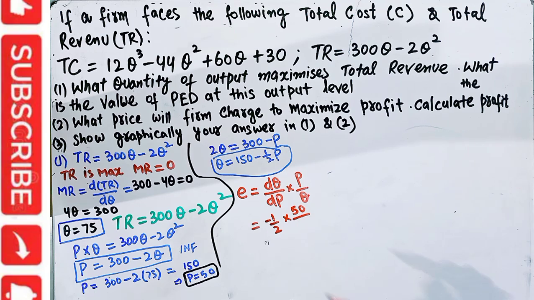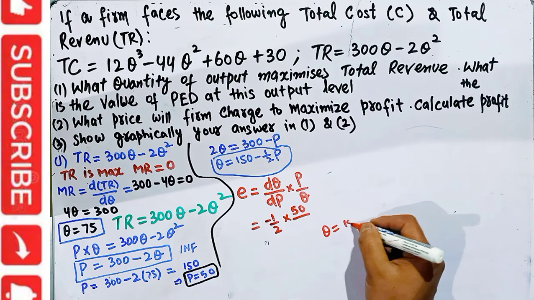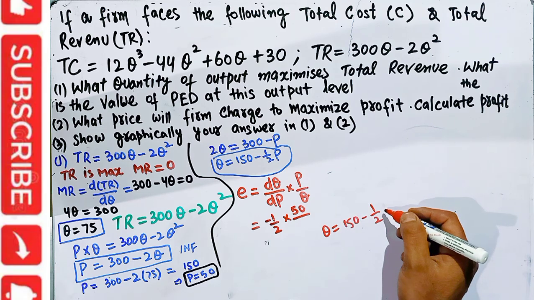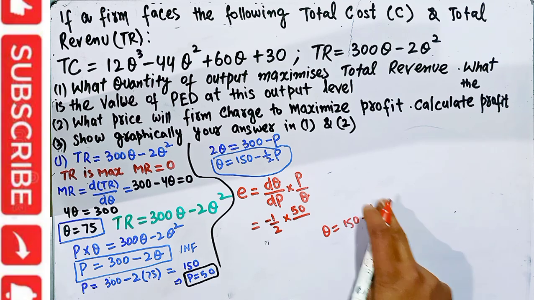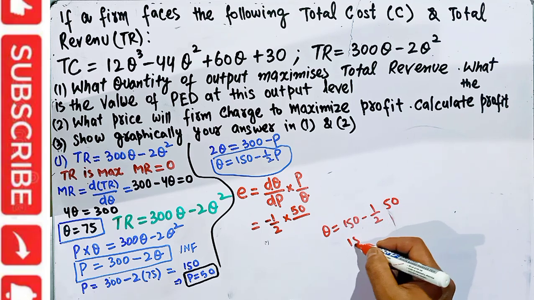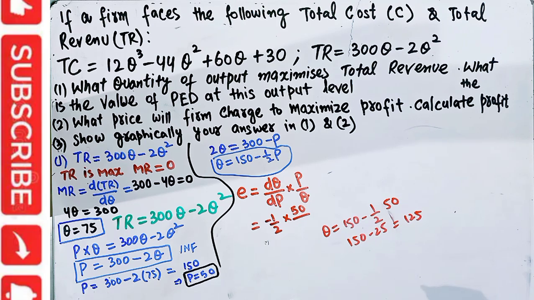Upon Q. What is Q? We also need to calculate Q. So Q will be equal to 150 minus 1 upon 2 P. P is 50, so it is 150 minus 25, which is 125. Okay, let me see if I am doing it correctly here.